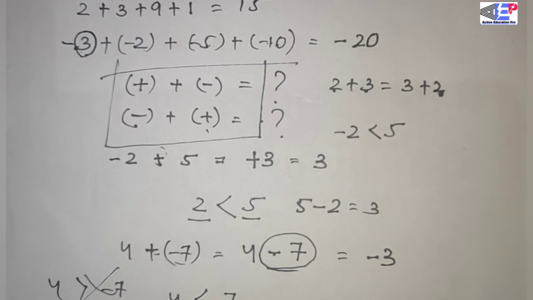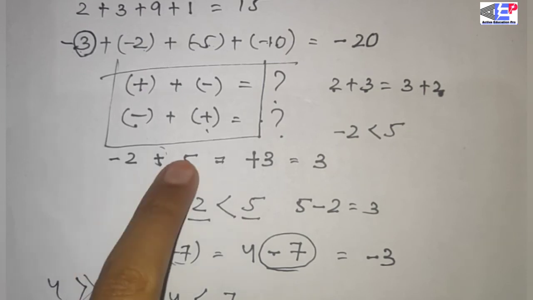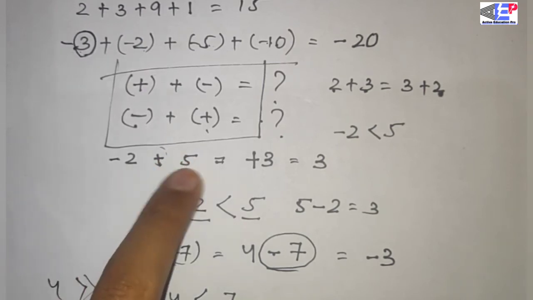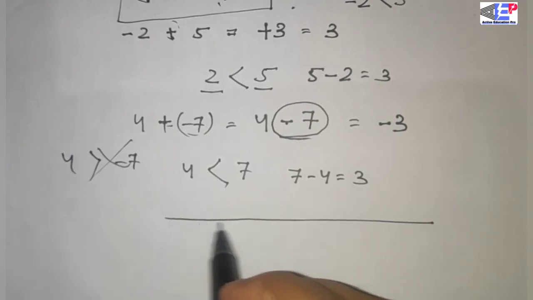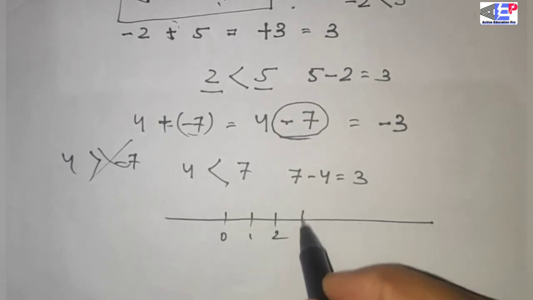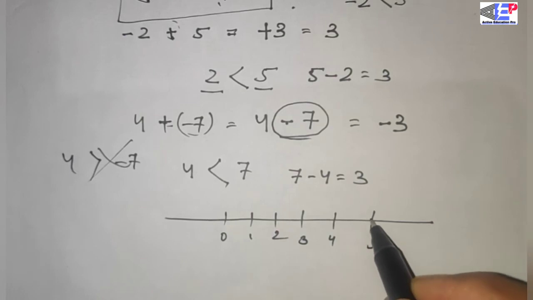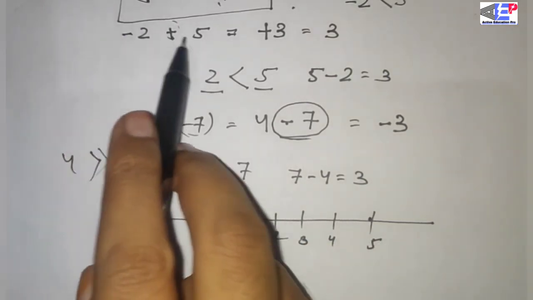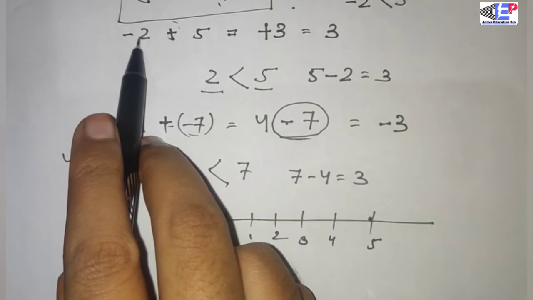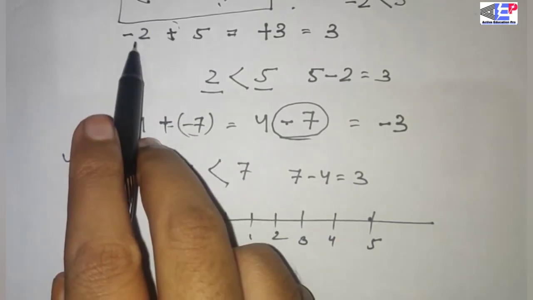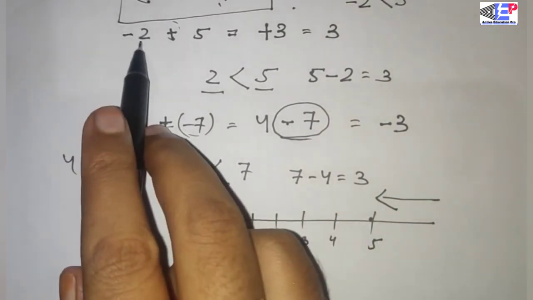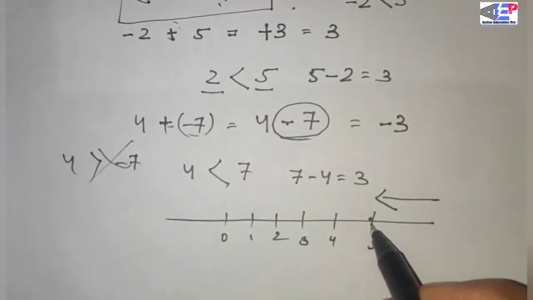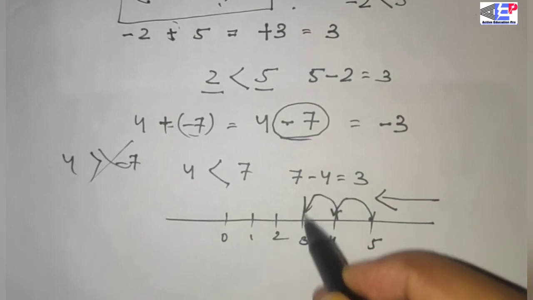Otherwise you can check it with the help of a number line. Look here, this is 5 with minus 2. If you are adding 5 with a negative integer, then you have to move to the left side. By how many places? 2 places. So this is 1 and this is 2. So the answer is 3.